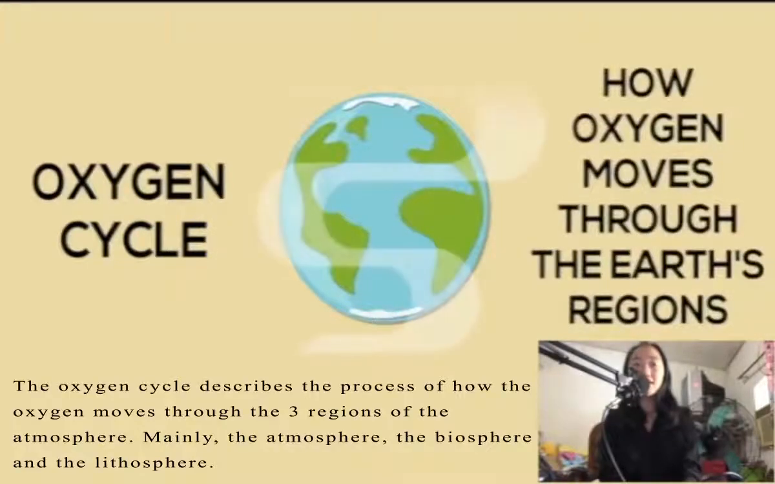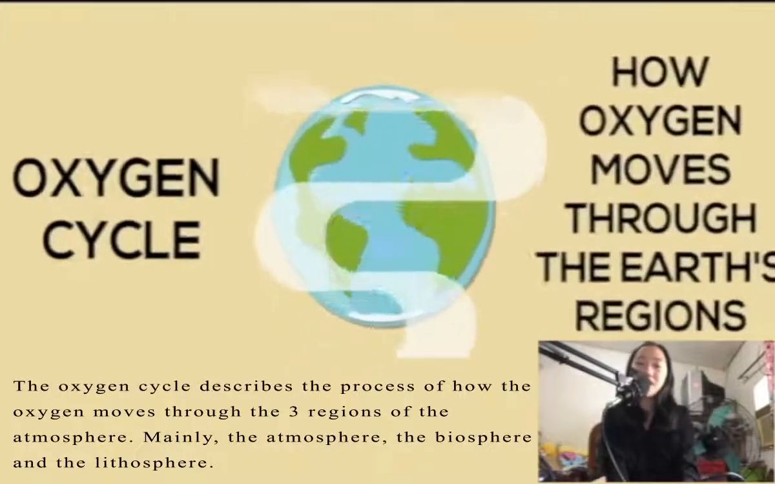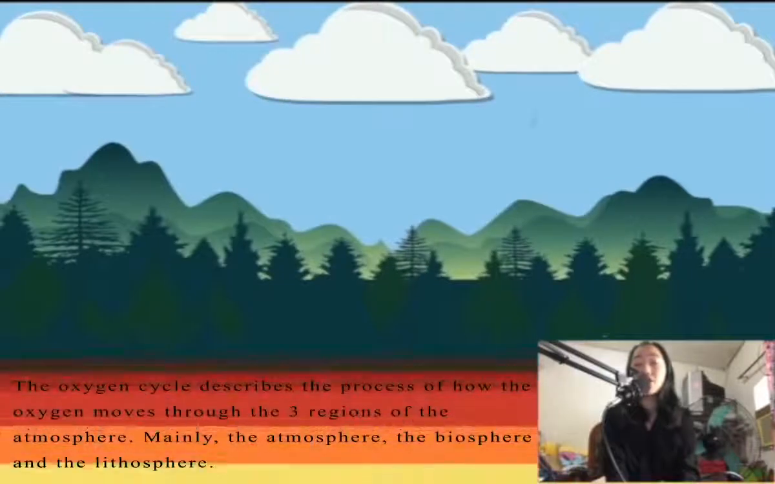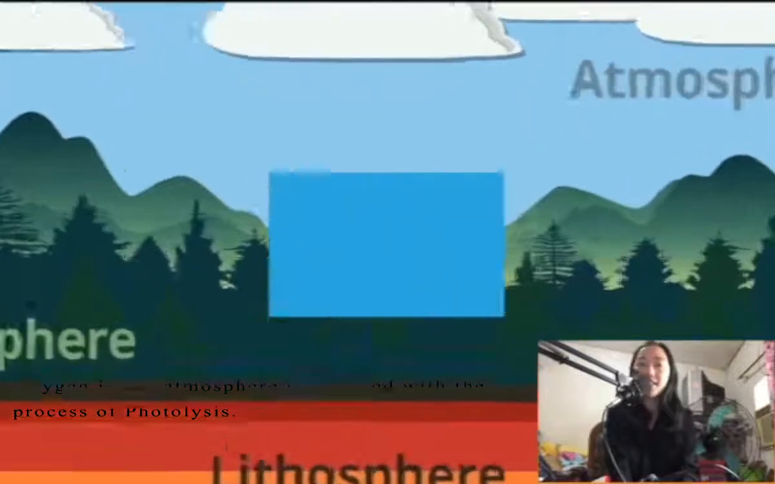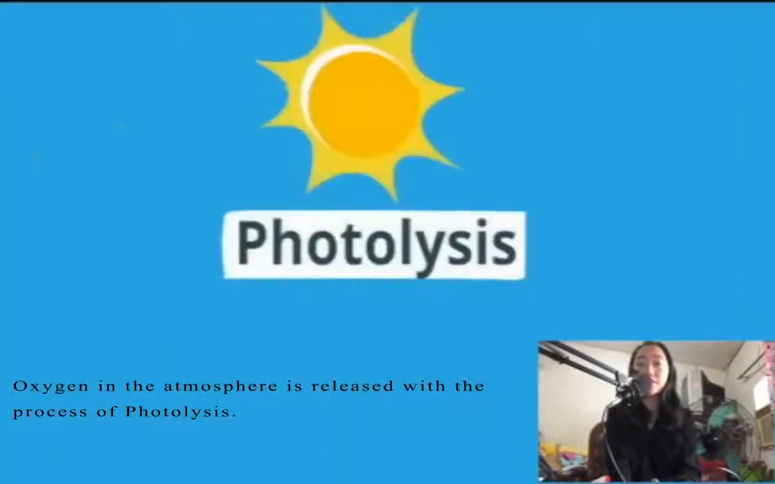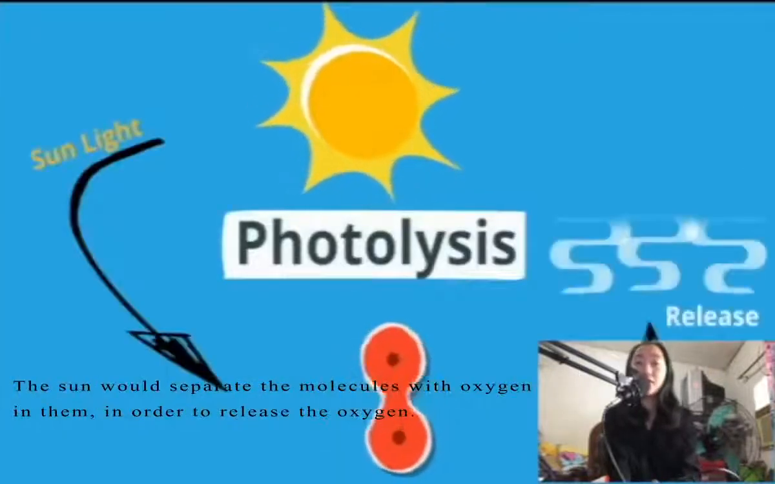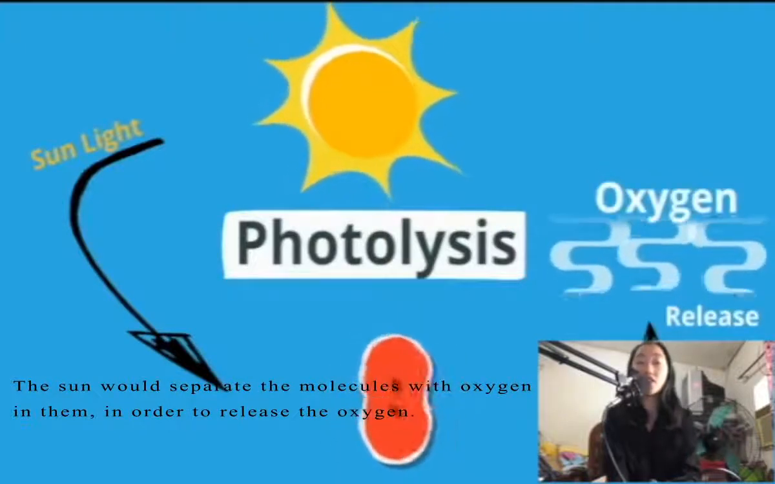The oxygen cycle describes the process of how oxygen moves through the three regions of the Earth, namely the atmosphere, the biosphere, and the lithosphere. Oxygen in the atmosphere is released with the process of photolysis. The sunlight would separate the molecules that have oxygen in them in order to release the oxygen.